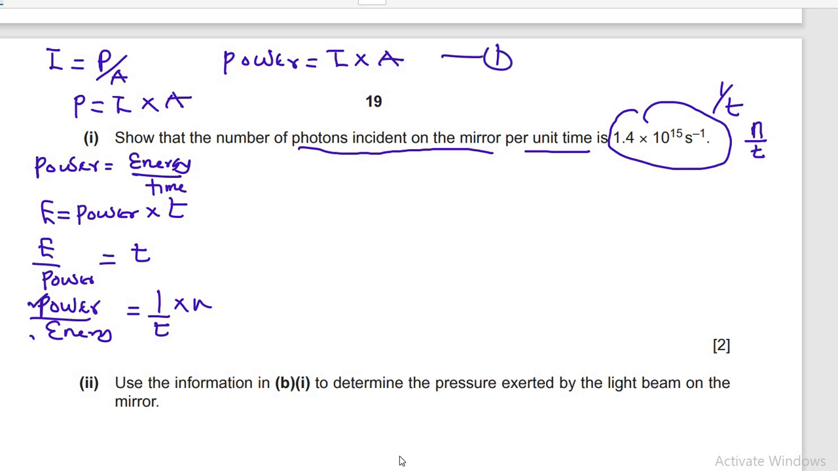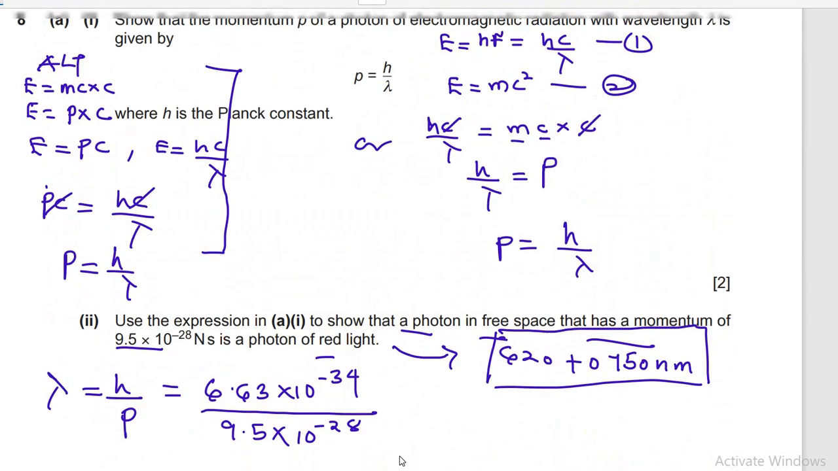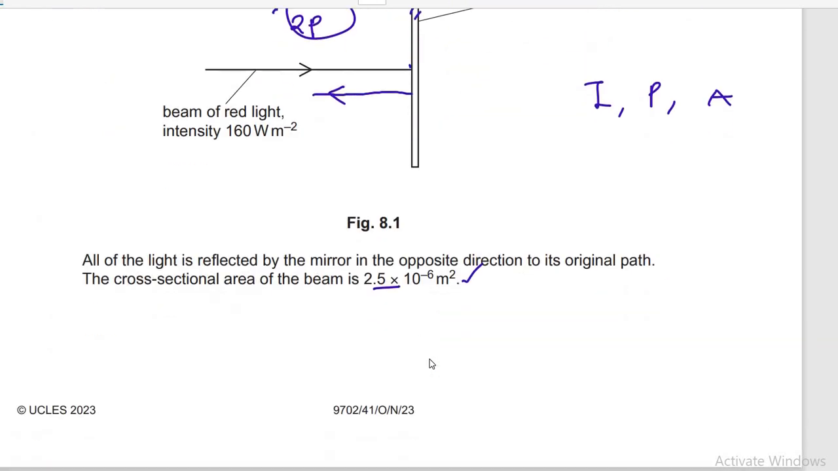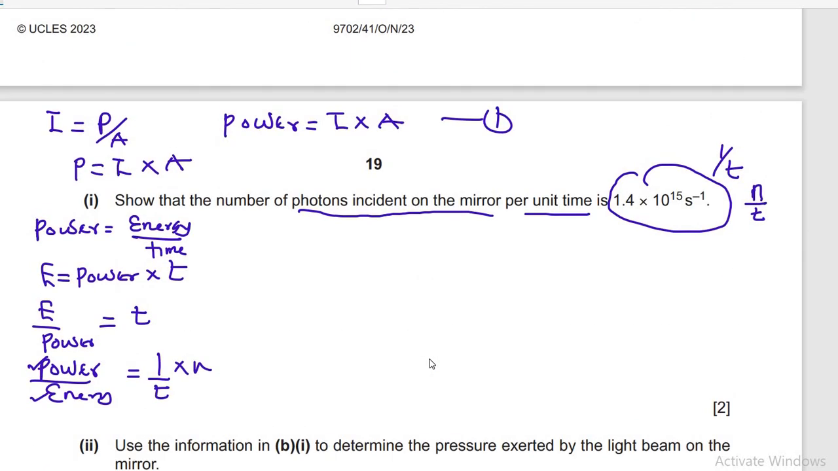Equation 1. At the same time, I have to find energy. Look at what I did earlier. What's energy? Momentum multiplied by the speed of light. So energy can be momentum times speed of light. So let's do that. The number per unit time is equal to power over energy. Power is intensity times area.